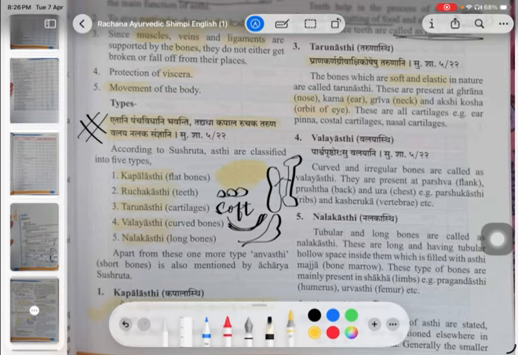Then Valayasthi, Parshva Prishtha Urah Su Valayani, curved and irregular bones, right? They are known as Valayasthi. They are present at Parshva, flanks, Prishtha, back, Ura, chest. So Parshvakasthi are the ribs and Prishtha Kasheruka are the vertebrae. So all these are curved and irregular bones, right?